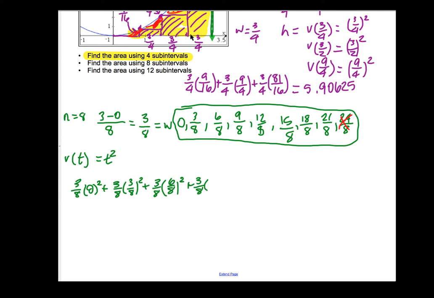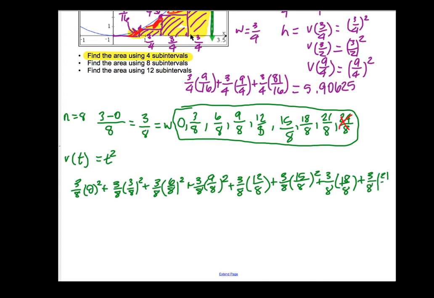the interval from 0 to 3. We're just going to add up until we get to that 21/8. So 6/8 and then 9/8 squared, and then 3/8 times 12/8 squared, and then 3/8 times 15/8 squared, and then 3/8 times 18/8 squared, and then 3/8 times 21/8 squared.